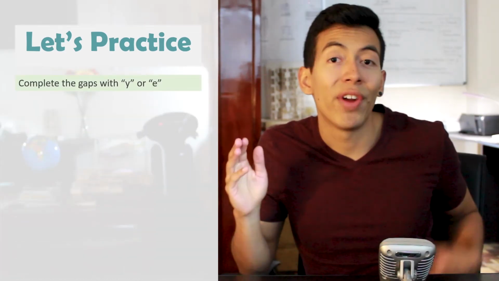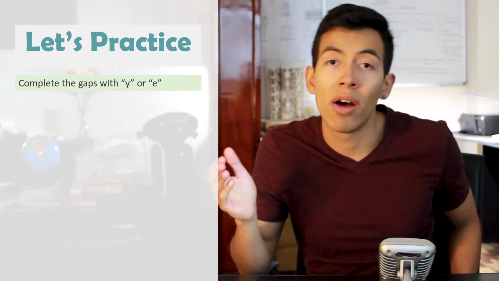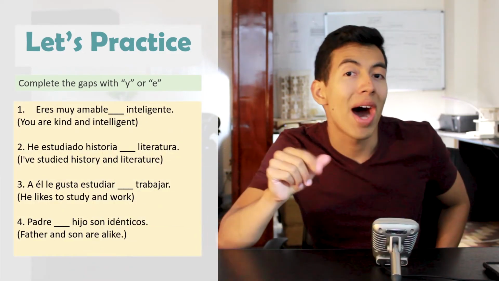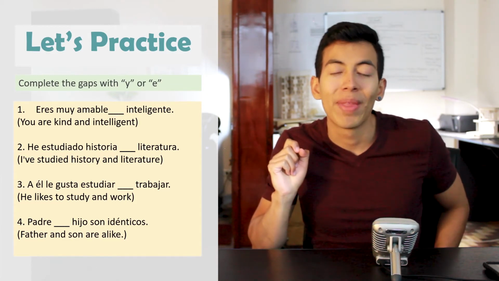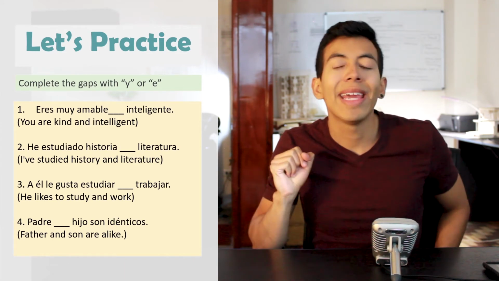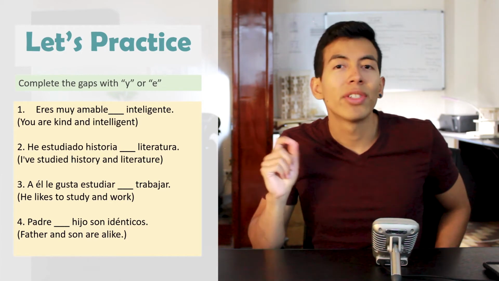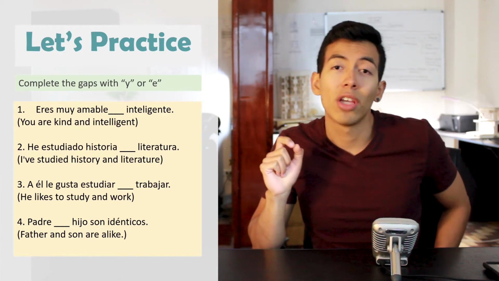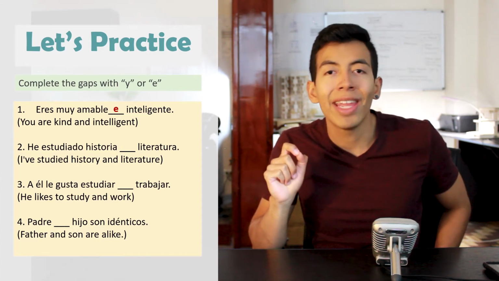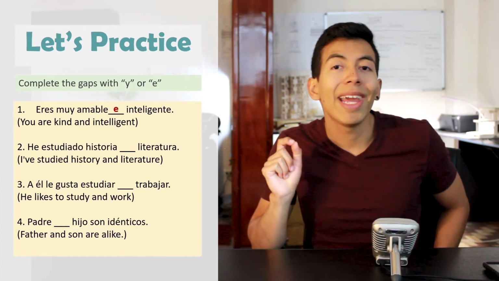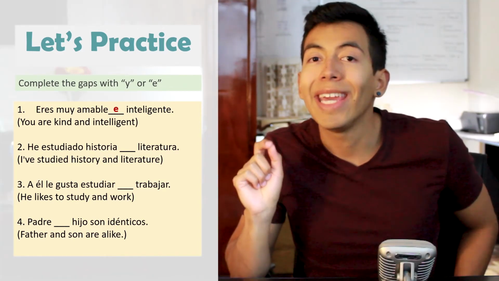And the instruction is very easy. Complete the gaps with "y" or "e", depending on the context. Number 1. "Eres muy amable, inteligente." What do you think about this? The word inteligente starts with "i", so we have to change it into "e". "Eres muy amable e inteligente." Remember, the word starts with "i".